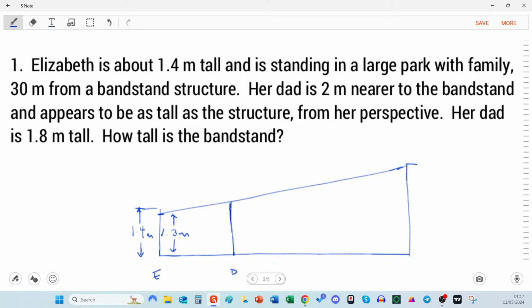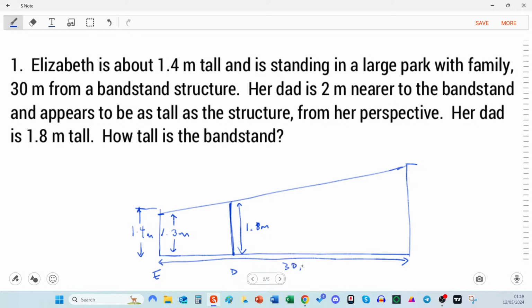Now, if he appears to be as tall as this thing, that means he'll be in line with it. So my figure, and dad is 2 meters taller and is 1.8 meters. So this here would be 1.8 meters. And then this whole length away is 30. I guess we can put that in like that.